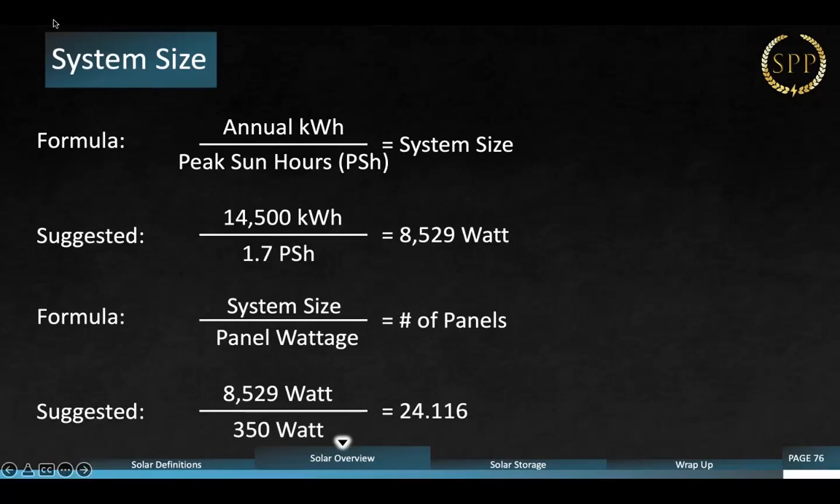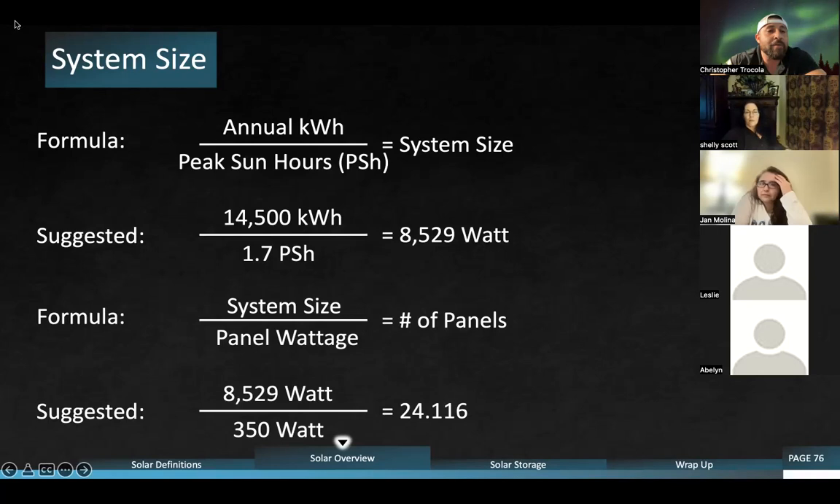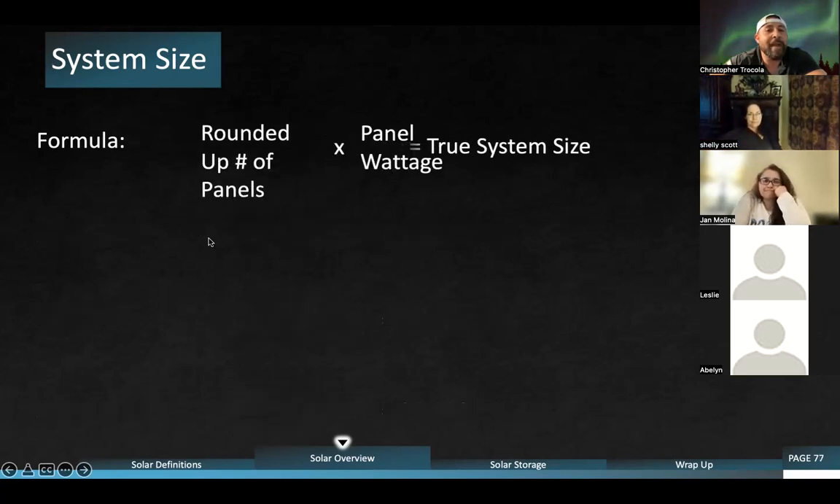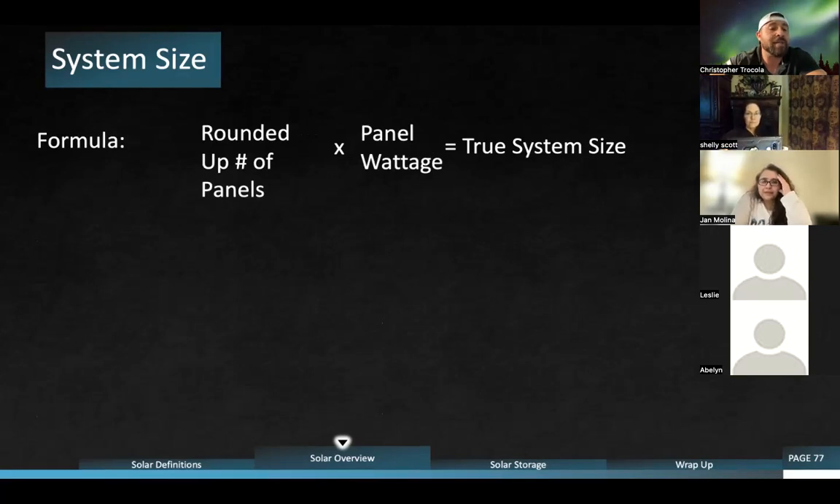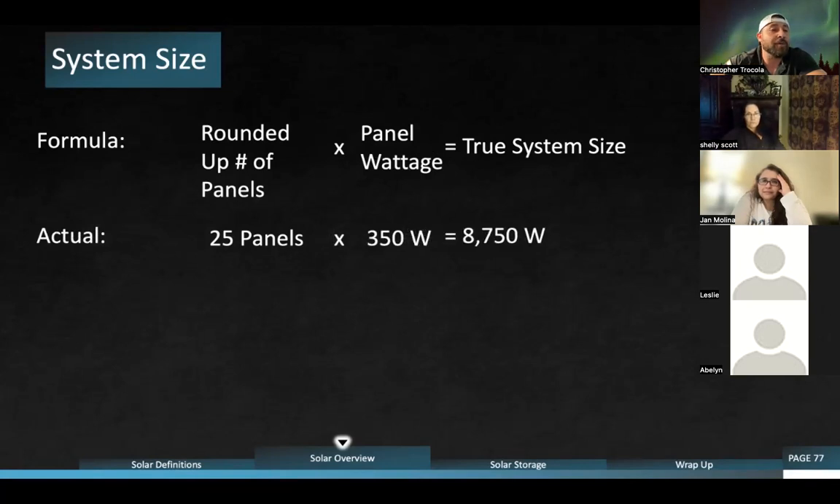Bonus points, you guys haven't been caught, but do you think we round up or round down whenever we do system sizing? Round up. We're going to round up the number of panels to the next number. So we'd be using 25 so we can get the true system size that would be best for this customer. 25 panels times 350 watts equals 8,750 watts, which would be an 8.75 kilowatt system.